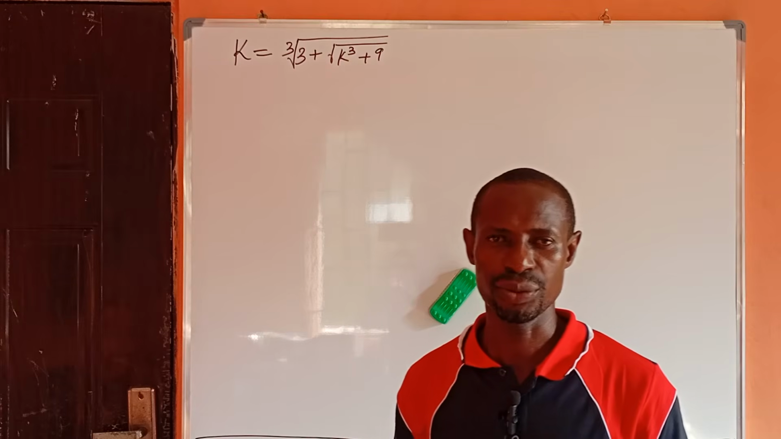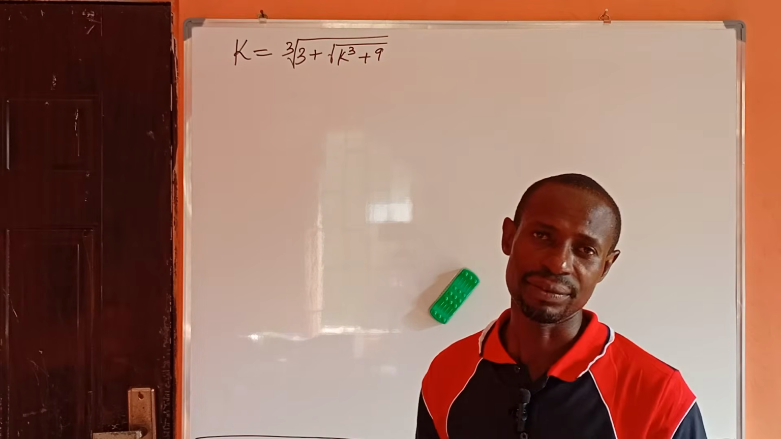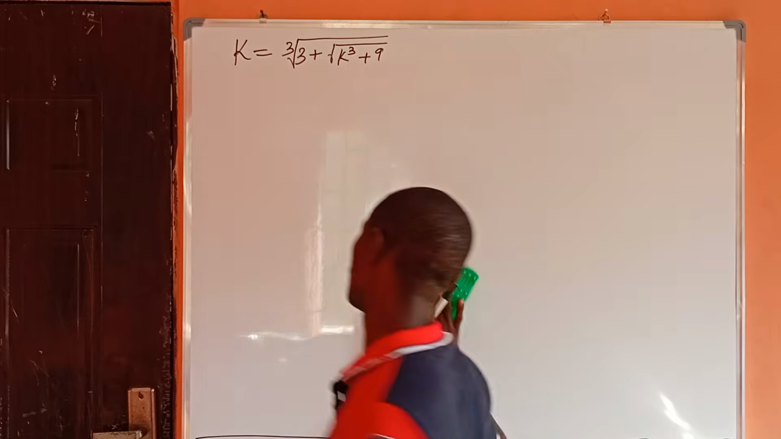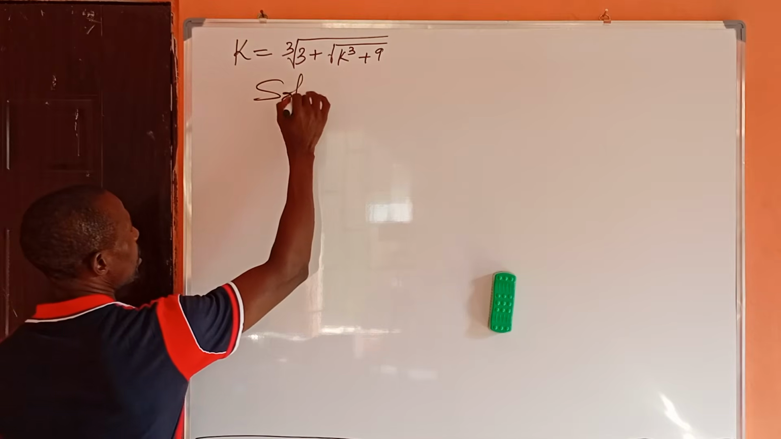So we have two types of radicals here. We have the square root radical and we have the cube root radical. So how do we solve for this? It's a very simple one. So we take our solution first.